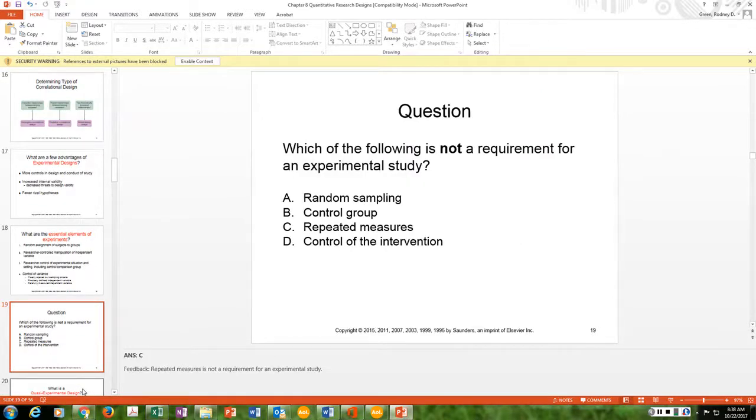Here's a question for you. Which of the following is not a requirement for an experimental study? Random sampling? No, that has to be in an experimental study. Control group? No, that has to be in an experimental study. Repeated measures, measuring over several times? No, that doesn't seem to belong. And control of the intervention, that definitely belongs to an experimental study. So the answer is C, repeated measures, is not a requirement for an experimental study.